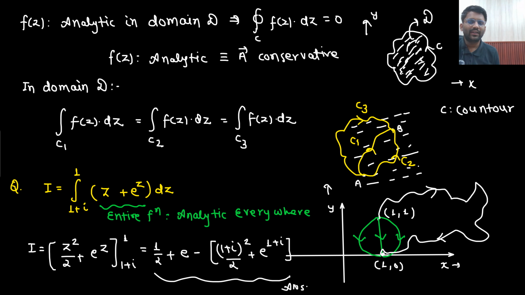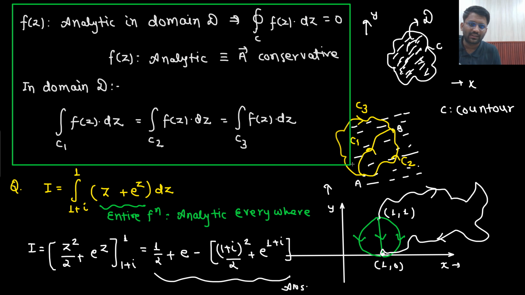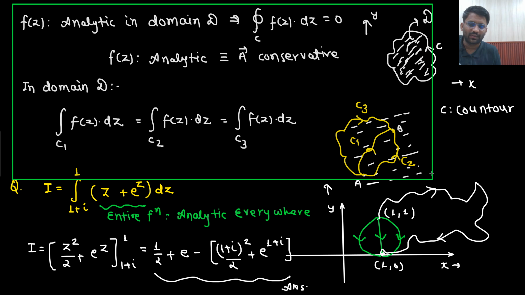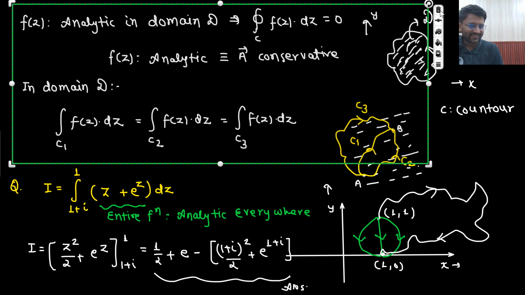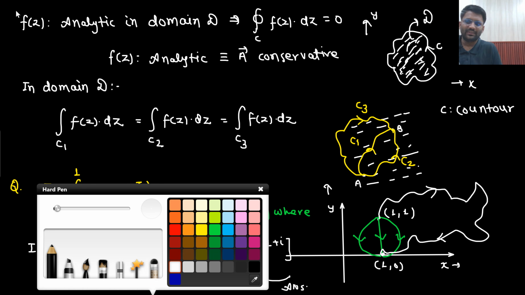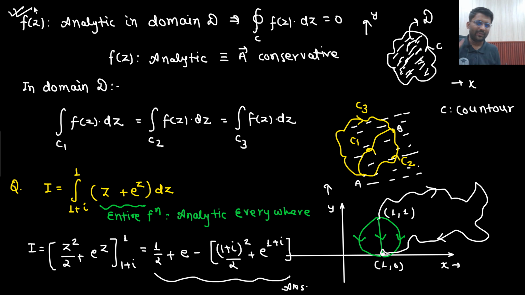So the only conclusion we have made is this. This is the conclusion that is important. Say yes or no. You know which conclusion is important. From here onwards, you need to remember the result: if your f of z is analytic in domain D, then your closed line integral will come out to be 0 only. That means there is no problem whichever path I use.